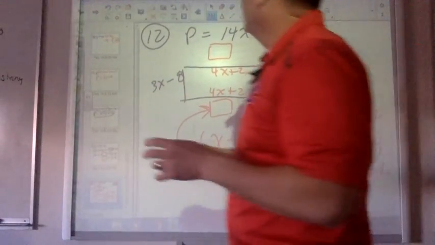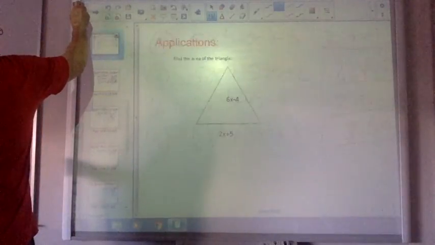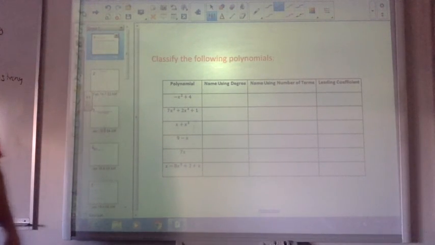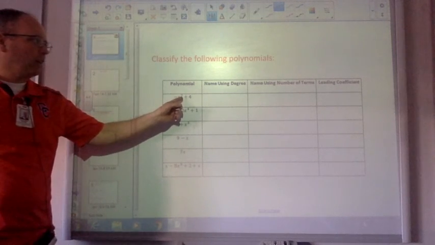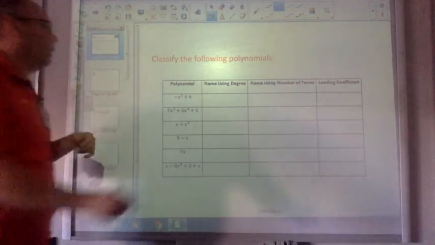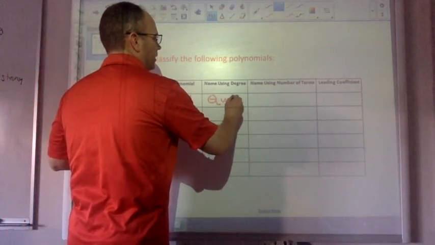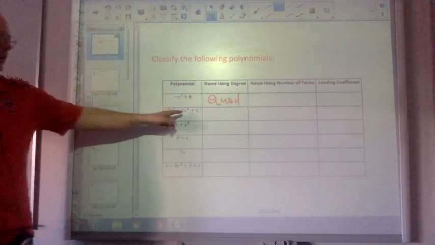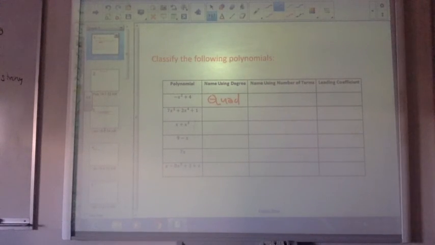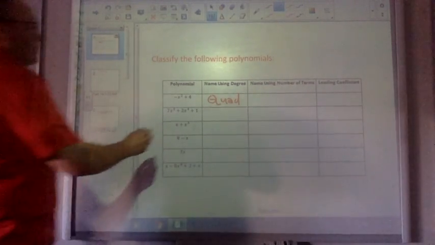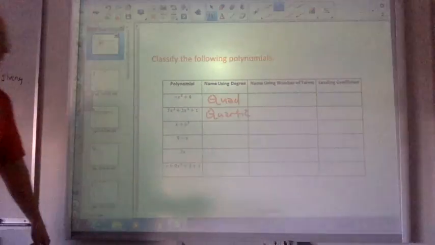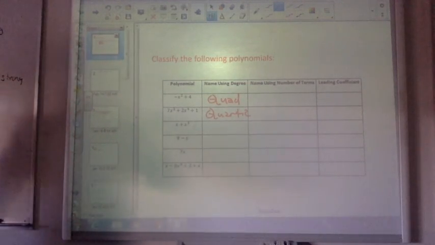All right. Let's get to the top of this. So naming using the degree. Okay, so it's second degree, right? So that's a what? Starts with a Q. Quadratic. Is that right? This is fourth degree. What was fourth degree? It also started with a Q. Real close. Quartic. Okay. Third degree starts with a C. Cubic.